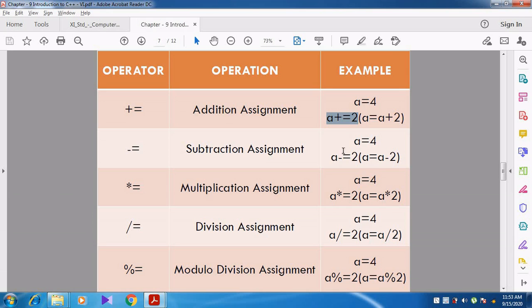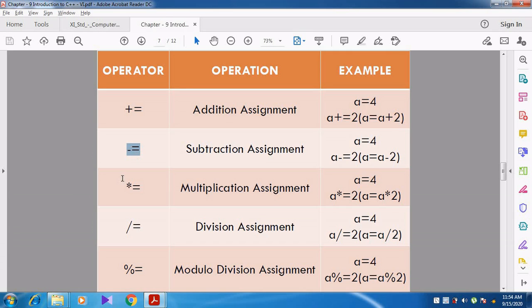Now they are using different assignment operators. Minus equal to. So A minus equal to 2 means A equal to A minus 2. If the A value is 4, and A minus equal to 2, what will happen? 4 minus 2, A becomes 2.